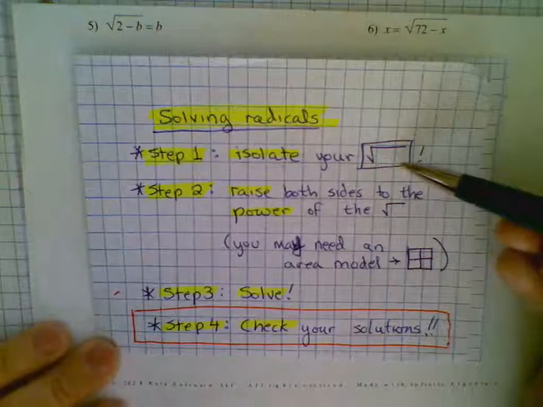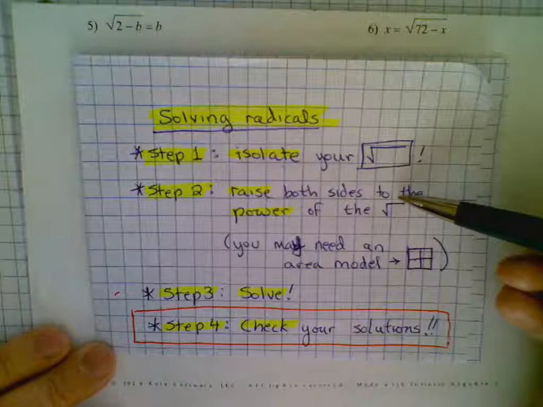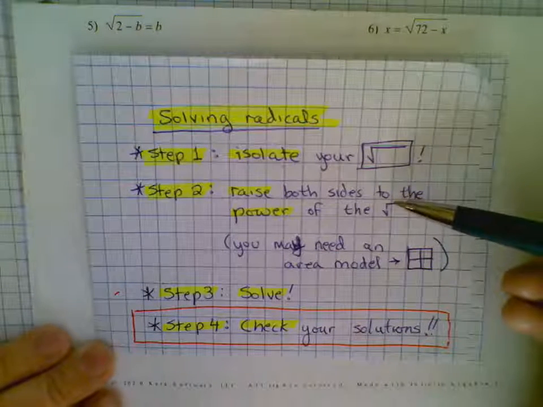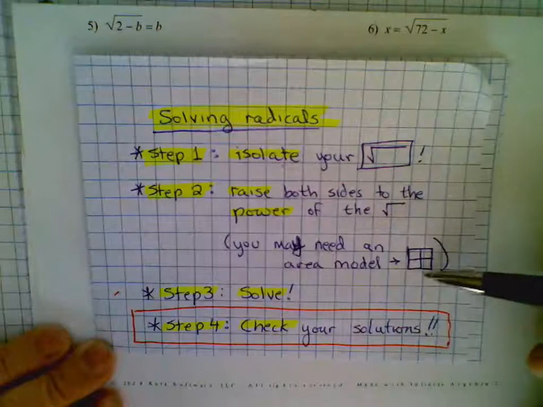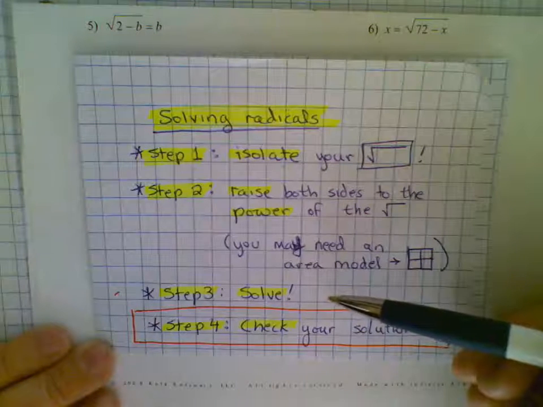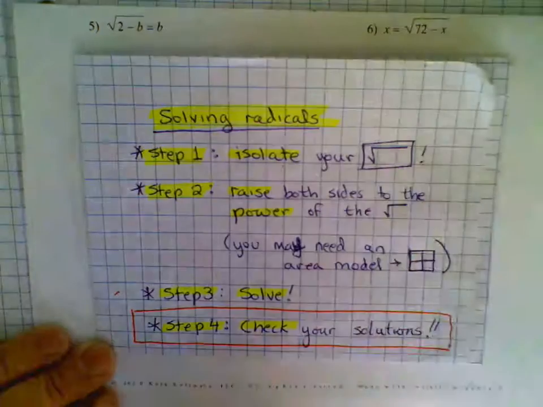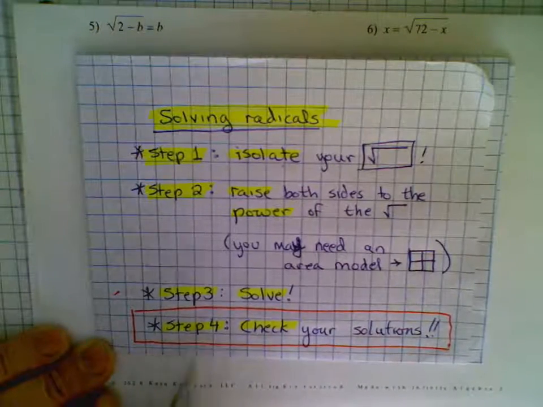Make sure your radical is isolated, raise both sides to whatever the correct power is. In this case, it's usually going to be squares. For quadratics, we may sometimes need to use an area model, so we'll get into that. And then we solve using factoring or the quadratic formula or whatever you like to use for solving quadratics. And then, especially now with quadratics, we're going to need to check our solutions.